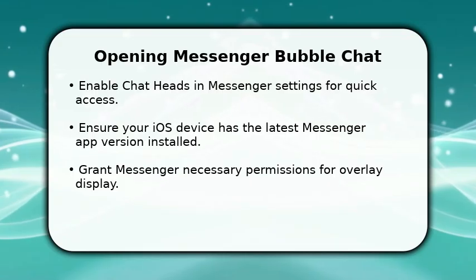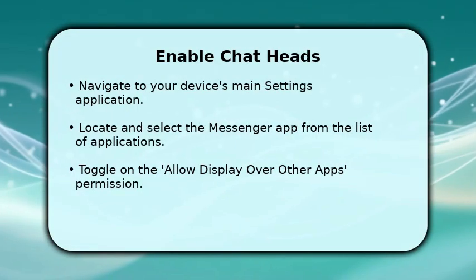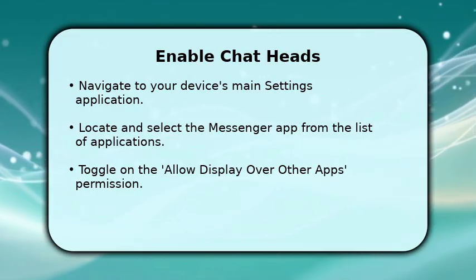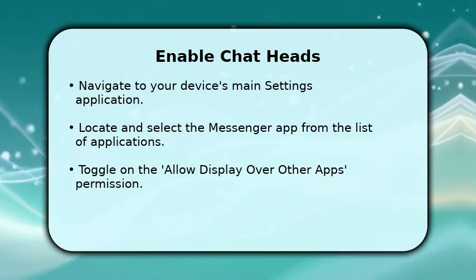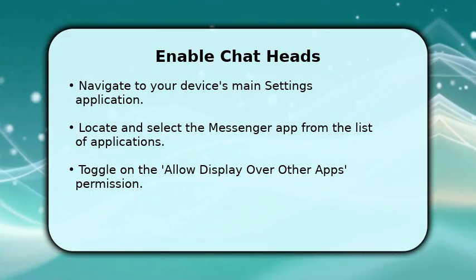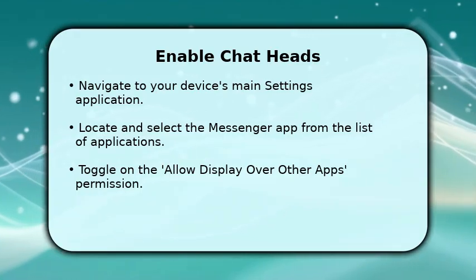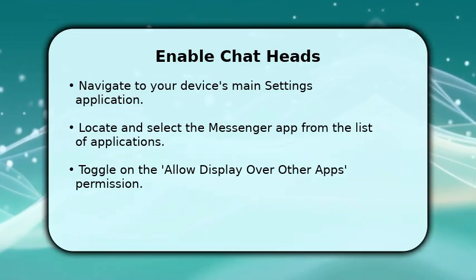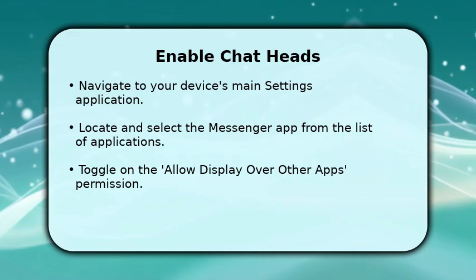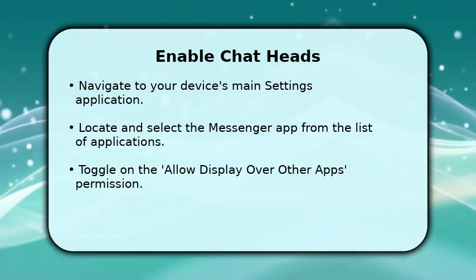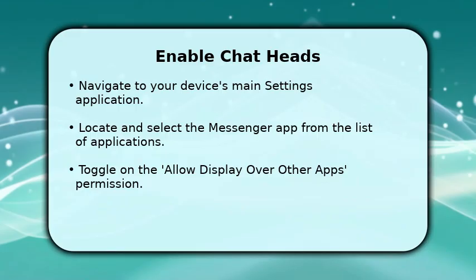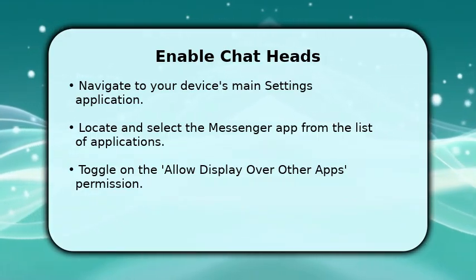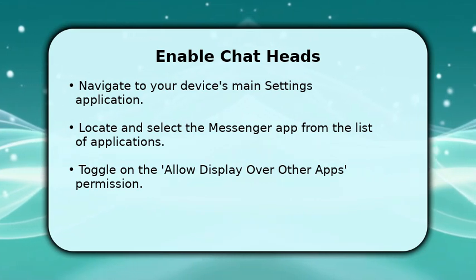more accessible and fluid. To enable chat heads, begin by opening your iPhone's main settings application. Scroll down until you find the Messenger app listed among your installed applications. Tap on Messenger, and then look for an option related to permissions or display settings. You'll need to toggle on the Allow Display over other apps or a similar permission. This crucial step ensures that Messenger can create those convenient floating chat bubbles on your screen, allowing you to respond without fully leaving your current task.